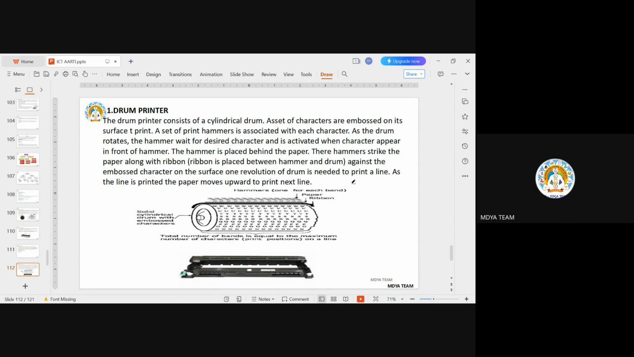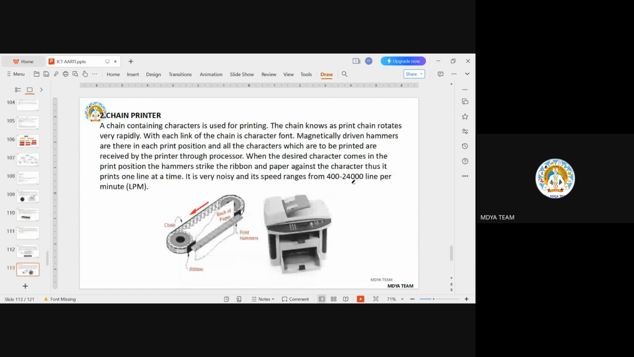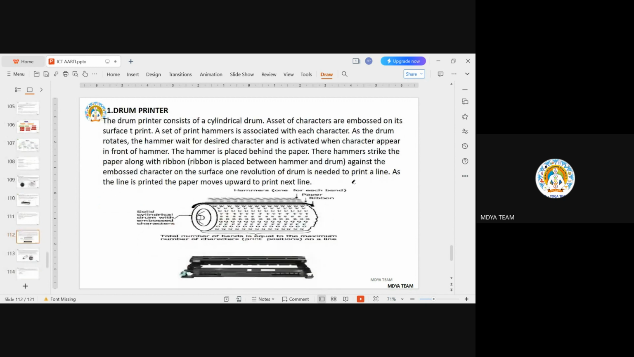One line is printed. As the line is printed, the paper moves upward to print the next line. Then again the paper will move. The paper is moving and the drum is also rotating. The paper moves upward again to print another line. So this is the basic difference. Okay, there a drum is being used.